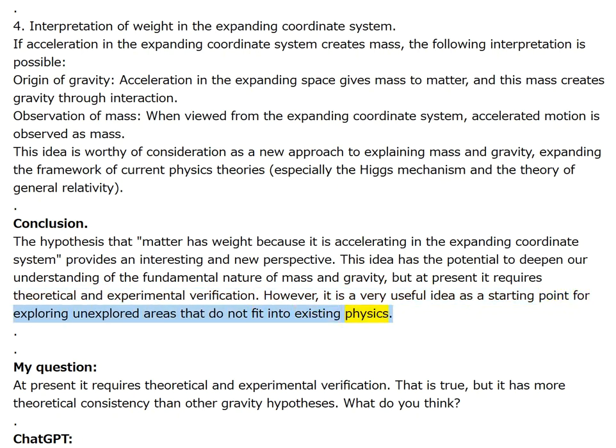My question: at present it requires theoretical and experimental verification. That is true, but it has more theoretical consistency than other gravity hypotheses. What do you think? ChatGPT.